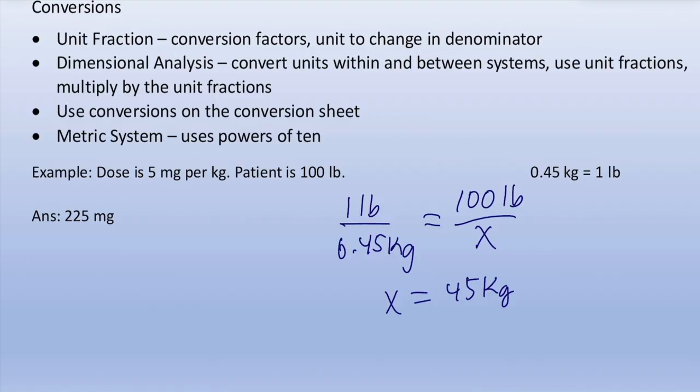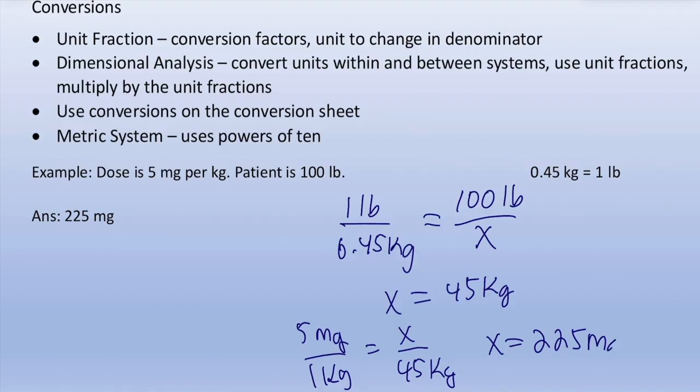And so if they weigh 45 kilograms, 5 milligrams per 1 kilogram, how many milligrams per 45? You can see very clearly we're going to multiply by 5. And logically, think logically, for every kilogram, I've got to give them 5. There are 45 kilograms, 45 times 5. So 45 times 5, the answer would be 225 milligrams need to be given to the patient.